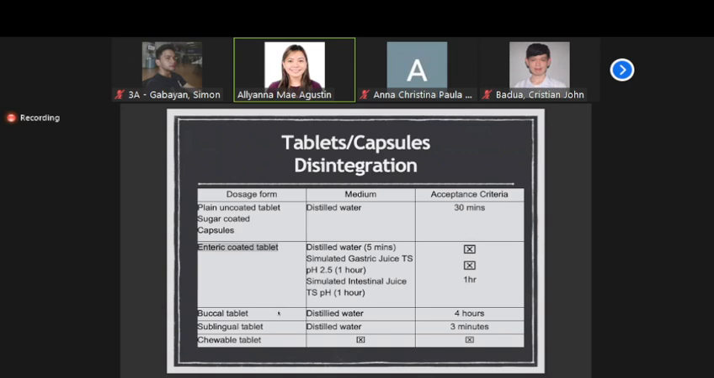Buccal tablets, di ba? Buccal are intended for slow release. So, since slow release, the disintegration should be long. So, 4 hours. So, di ba sa buccal, gusto natin slowly ang pag-release ng drug from the tablet. So, matagal din dapat siya mag-disintegrate. Kabaliktaran kay sublingual. Kay sublingual, gusto natin immediate ang effect. So, dapat mabilis ang disintegration. So, within 3 minutes.